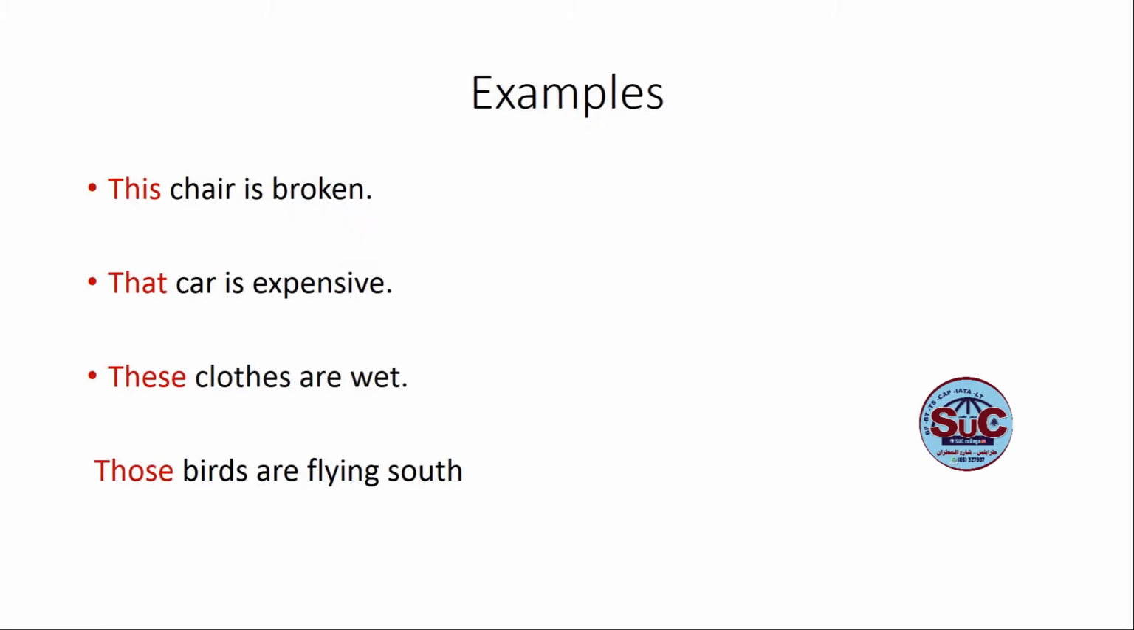As an example, this chair is broken. This is used for the singular noun, that is the chair, and it has to be near. That car is expensive. The car is a singular noun. It has to be far. In this case, I use that. These clothes are wet. It is used for near, plural objects. Those birds are flying south. It is used for plural far objects or nouns.